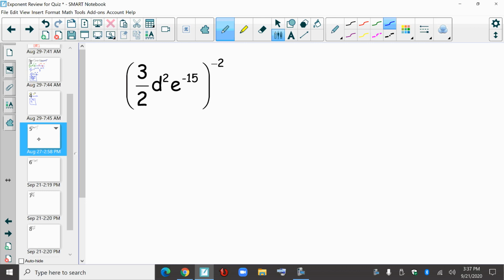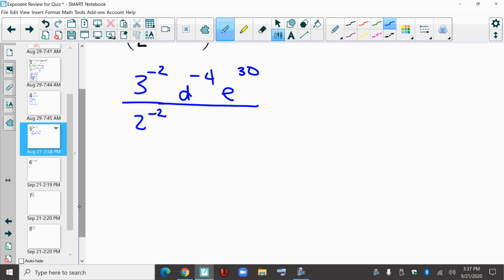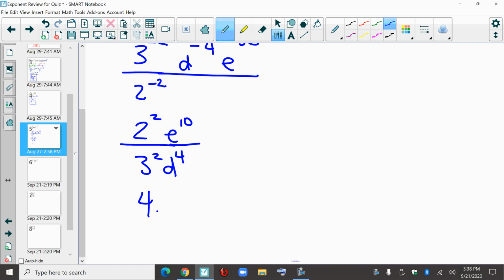Next, same thing. Go ahead and put on your missing exponents and distribute that in. So that's 3 to the negative 2 over 2 to the negative 2, d to the negative 4, e to the positive 30. Extend that bar and play the game, should I stay or should I go? The 2 goes to the top, the 3 goes to the bottom. The d goes to the bottom, and the e stays. 2 squared is 4e to the 10th. 3 squared is 9d to the 4th. Done.